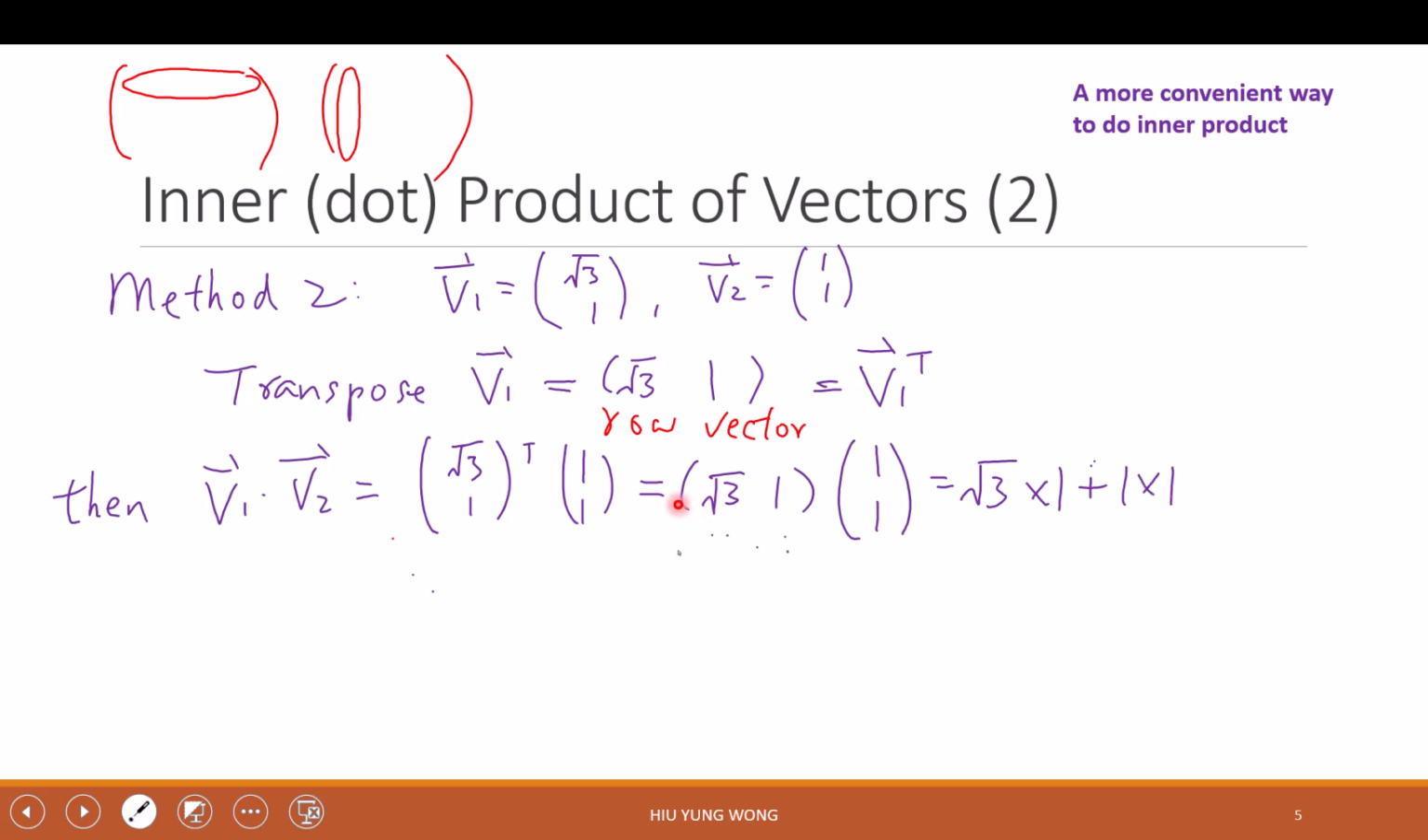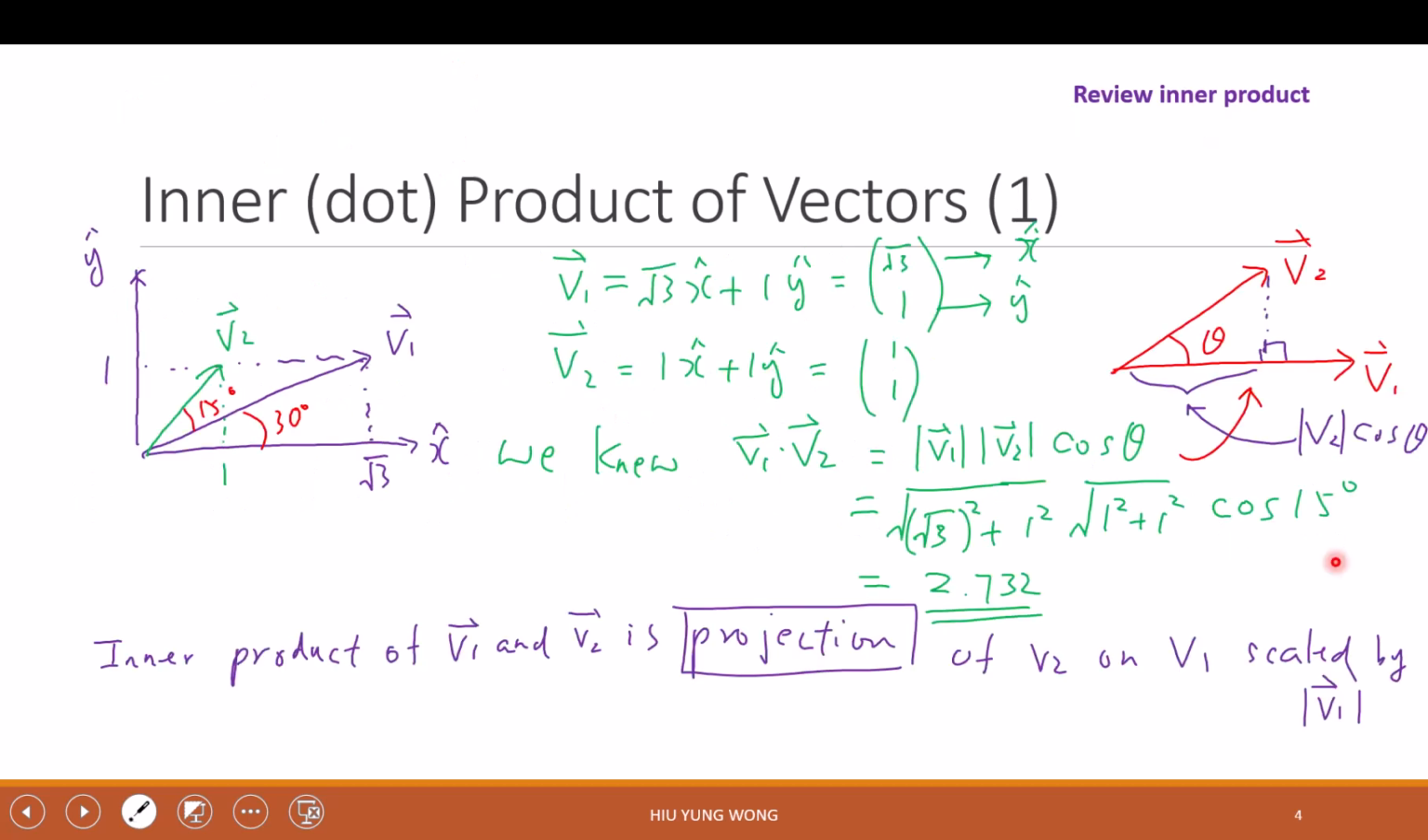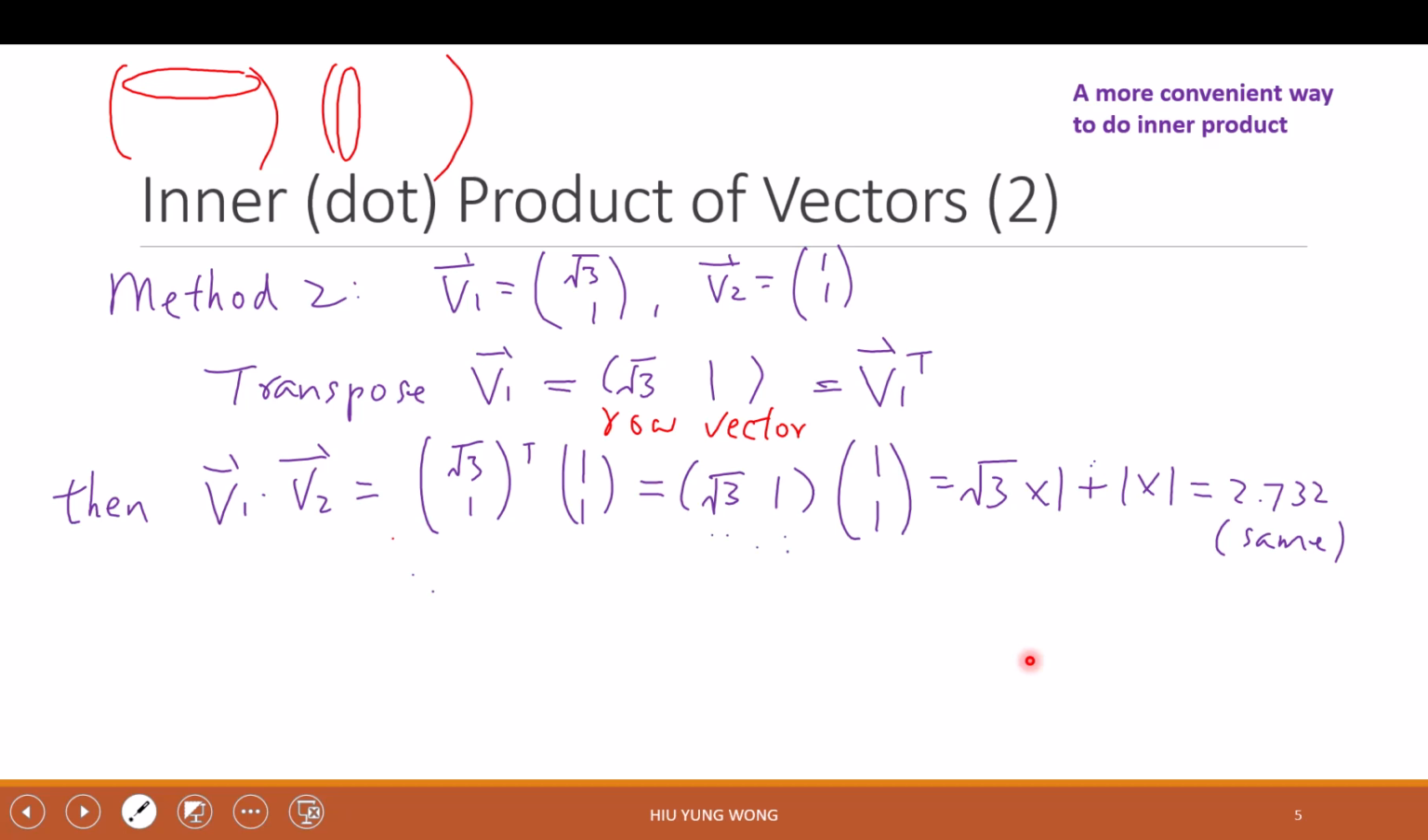Are you okay with this? Row times column. You multiply the corresponding elements, actually it's an inner product, right? This first one times this one, plus the second one times the second one. Then you get this one. If you go through the math, this gives you 2.732. Same as before. Here, just to say that the equation we have been using is the same as this one.